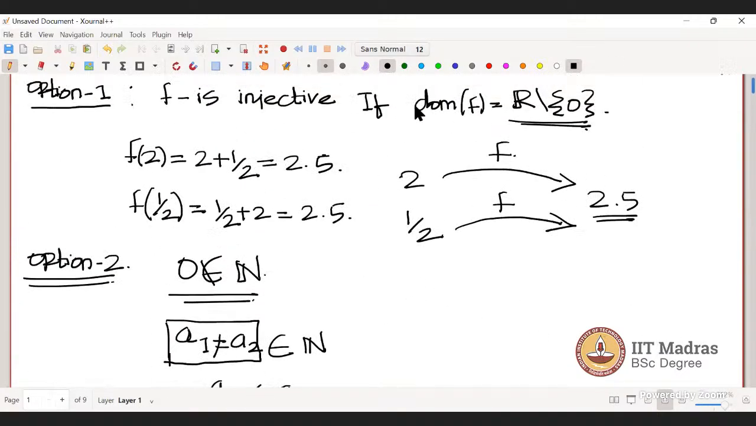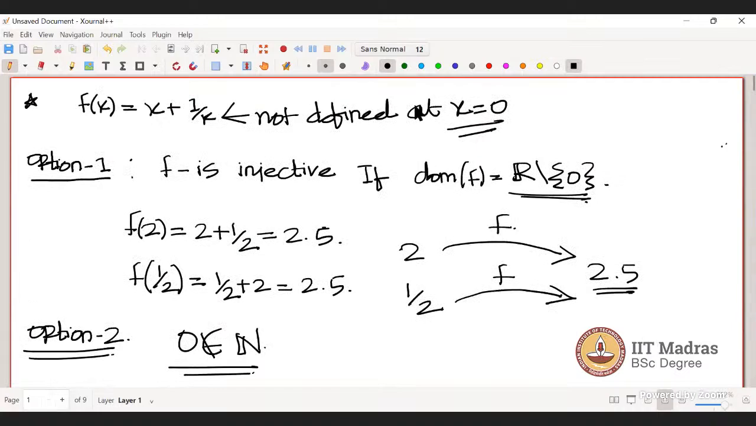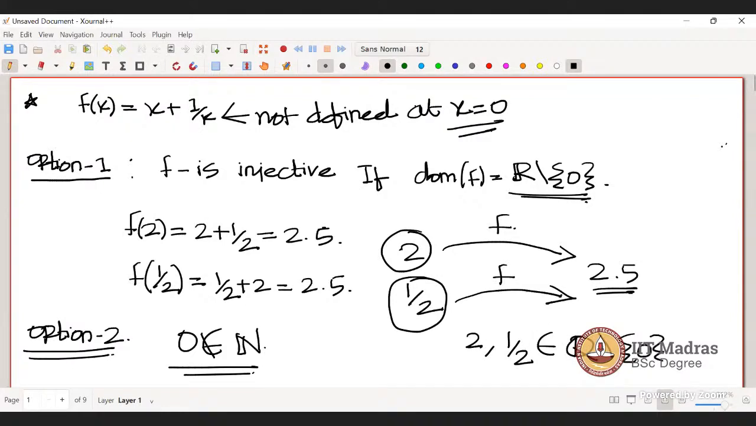No. See, in option 1, what basically I showed? The image of 2 and the image of 1 by 2 are the same. They are also rational numbers, right? Yes, sir. 2 and 1 by 2 belong to Q minus 0, right? So that means f is also not injective in the set of Q minus 0, right? Okay. Got it.